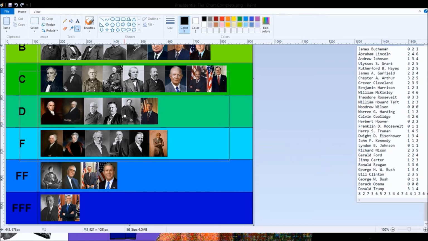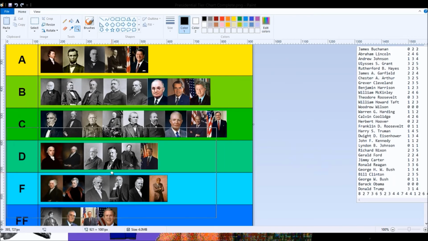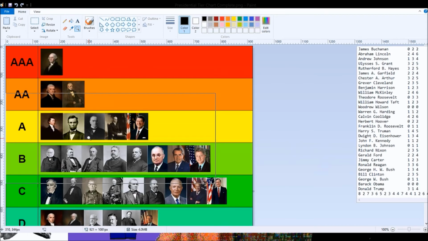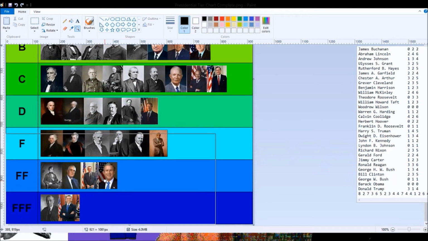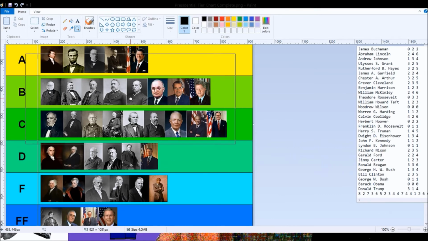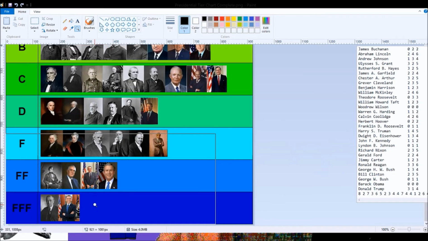The next president after that is Woodrow Wilson, who is the second Democratic president since the Civil War, after, of course, Grover Cleveland. Now, Woodrow Wilson is the first one on the list here to get a triple F rating. You may wonder, why does Woodrow Wilson get a triple F rating?